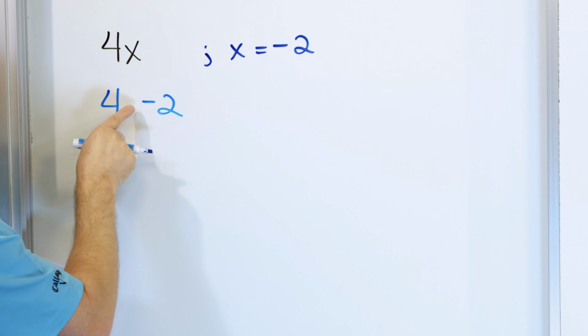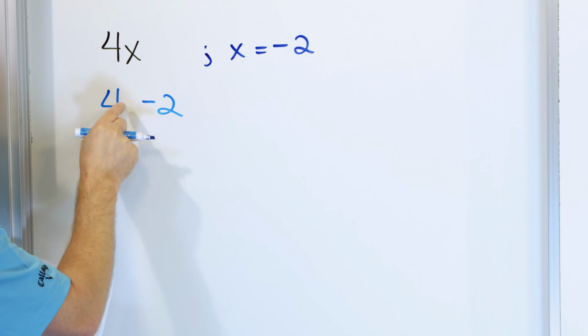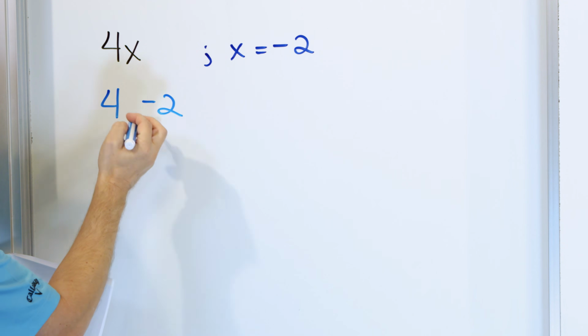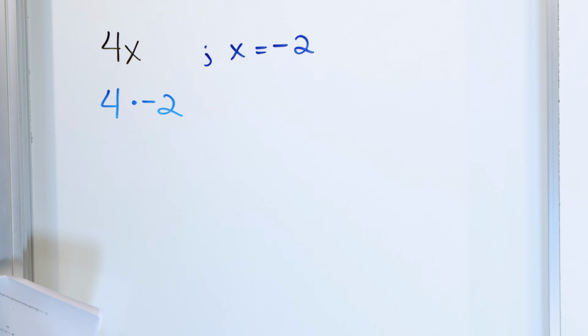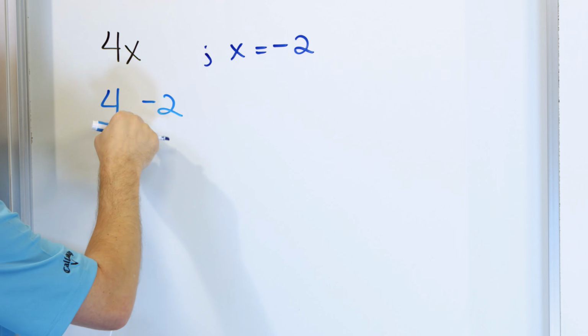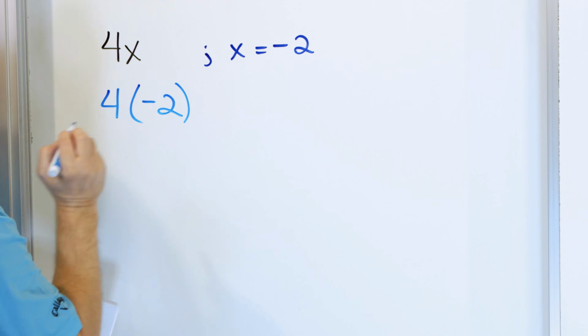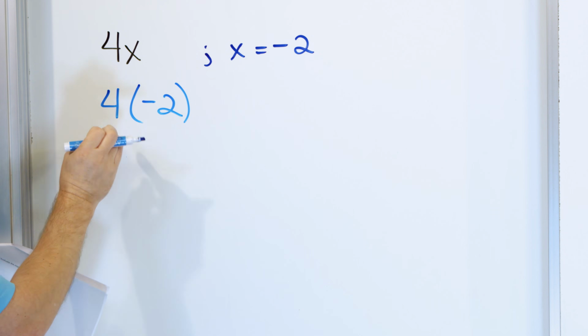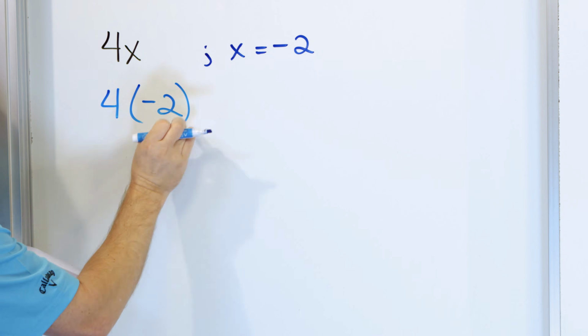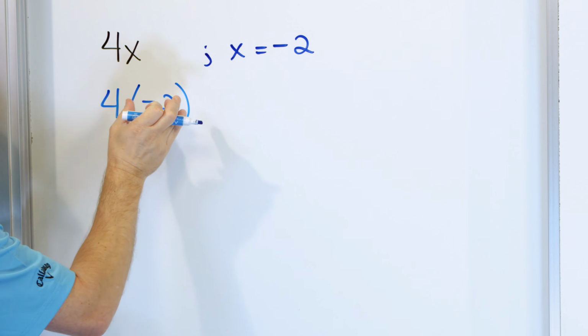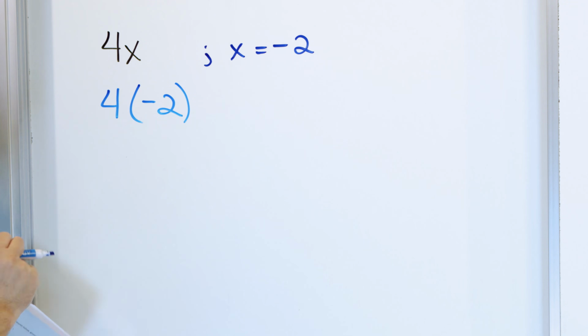If you put -2 there, even though they're written next to each other, it looks like 4 minus 2. That's not right. You could put a dot there showing they multiply, but that doesn't look so clear. It's probably easier to just wrap one of these in parentheses. I like to put parentheses around the number when there's a negative symbol there, because then it tells me that the -2 is multiplied by 4.